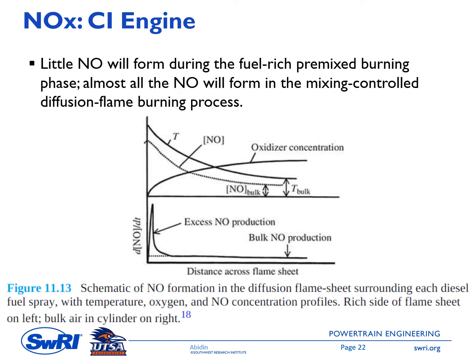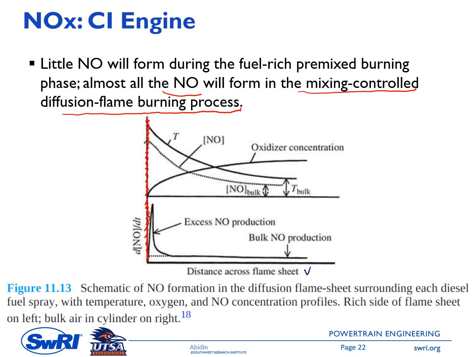Next one is NOx in the compression ignition engine. Almost all the NO is formed in the mixing-controlled diffusion flame burning process. This figure is showing the schematic of NO formation in the diffusion flame sheet surrounding each diesel fuel spray. The horizontal axis here is the distance across the flame sheet. So right at this vertical axis, this is the flame front. On the left side, it is inside the spray. On the right side, it is outside the spray.